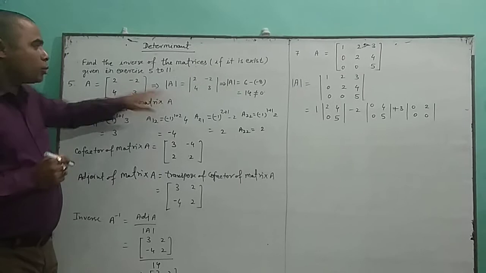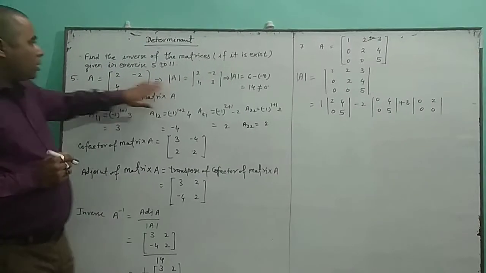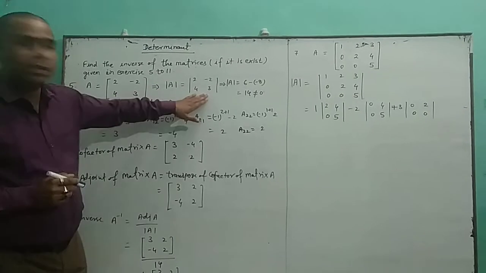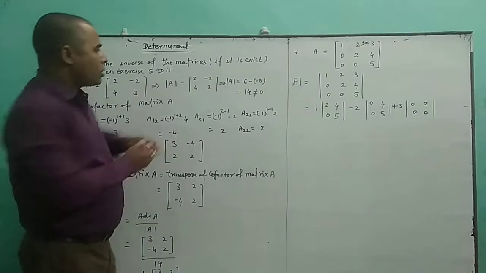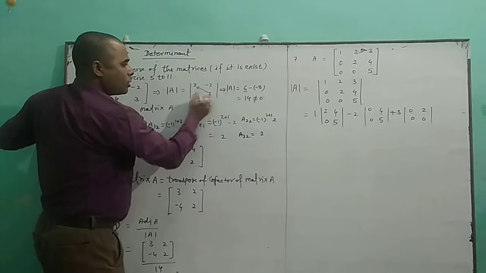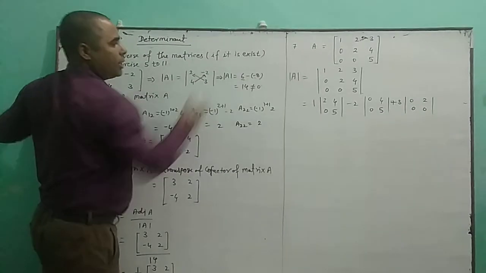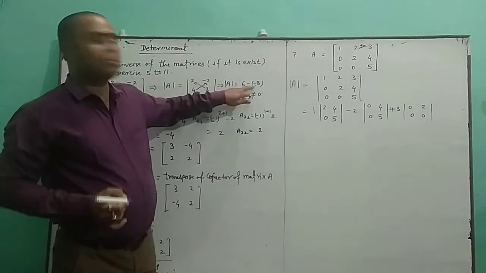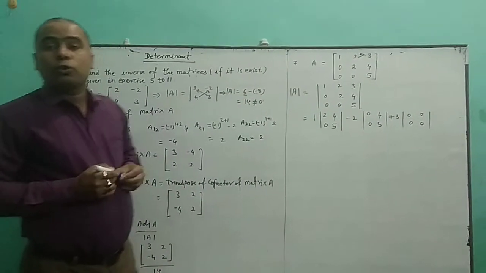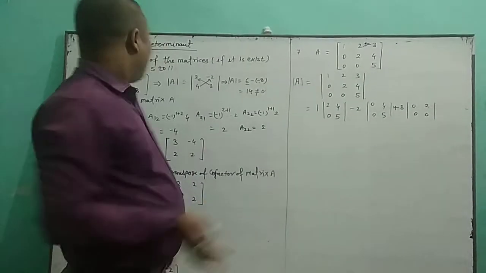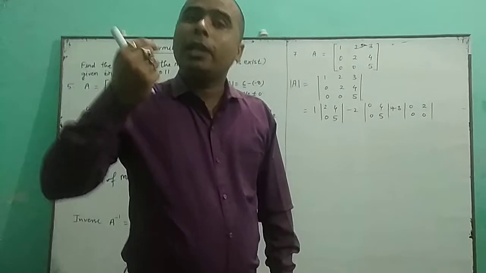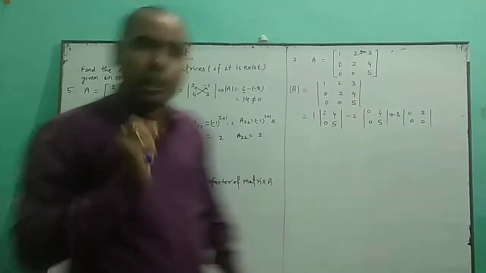Now first of all we have to check the determinant of A. We write the matrix in determinant form, and the value of the determinant is equal to 2 into 3, that is 6, minus 4 into minus 2, minus minus 8. 6 minus minus 8, it means plus 8. 6 plus 8 is equal to 14. 14 is not equal to 0. So we can say that the inverse exists. If it exists, then we can find the inverse of the matrix by using the determinant method.